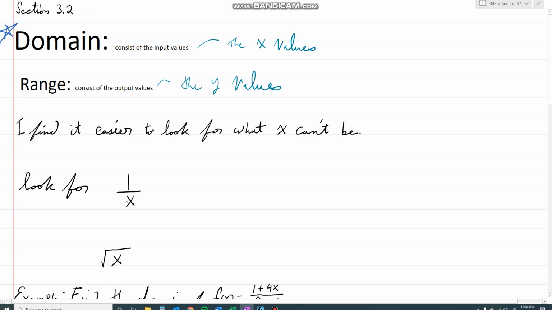I find it easier to find what x can't be, and then I can decide what the domain will be rather than finding what x can be. That's kind of confusing, so let's look at an example.